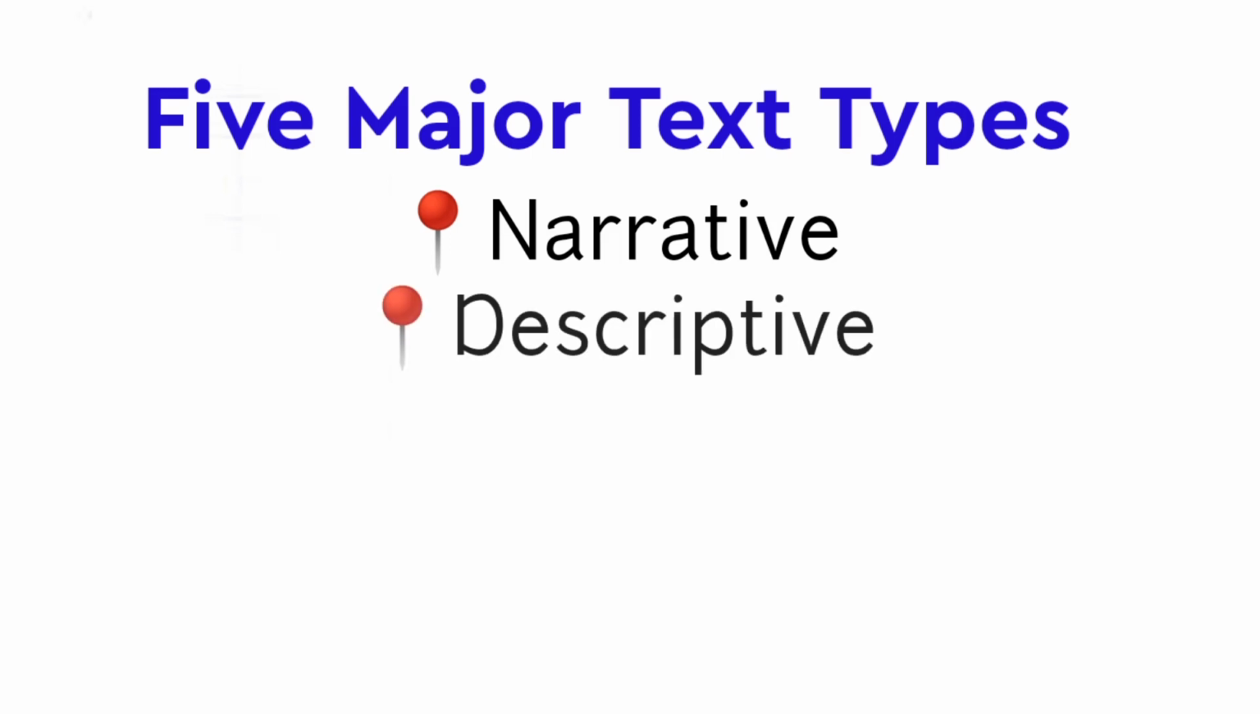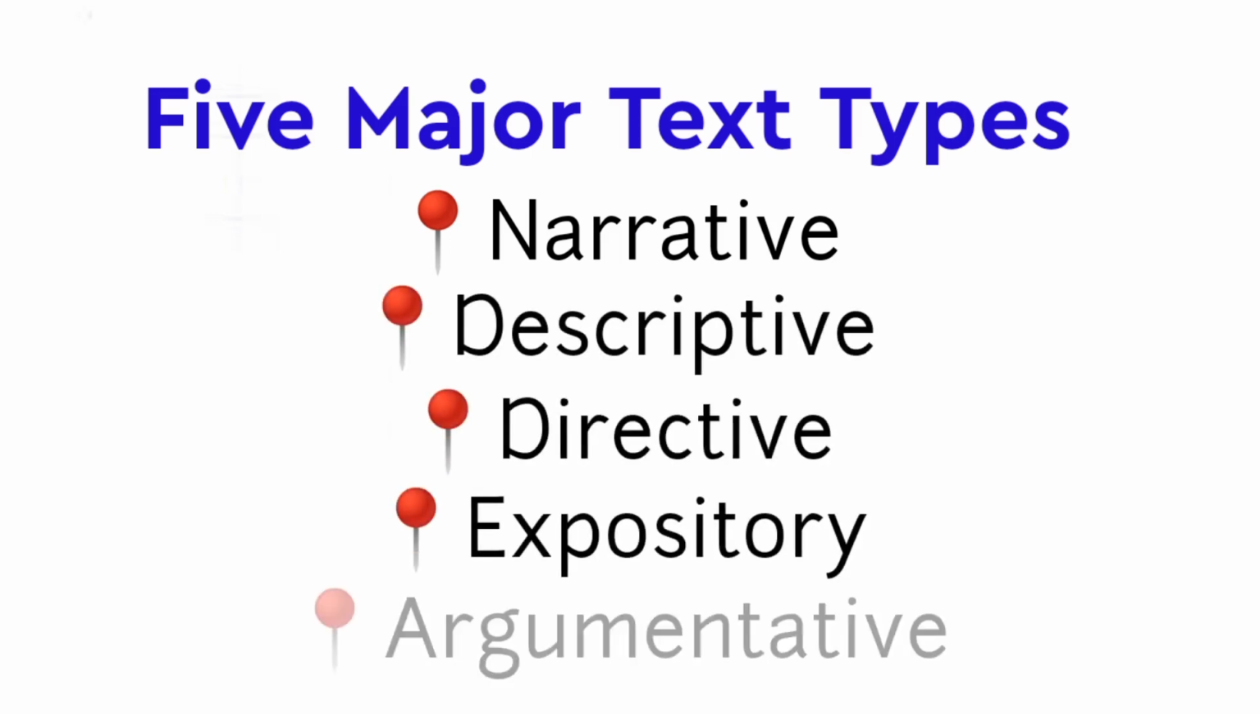There are 5 major text types: narrative, descriptive, directive, expository, argumentative. Let's discuss narrative texts first.